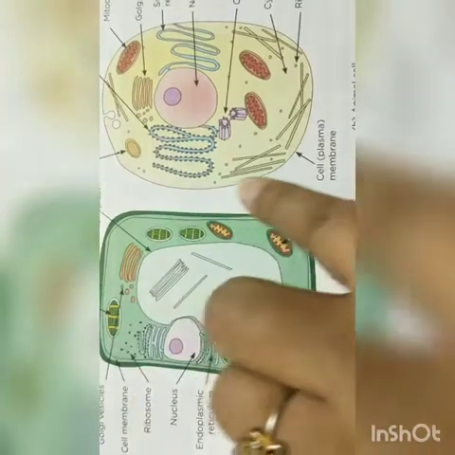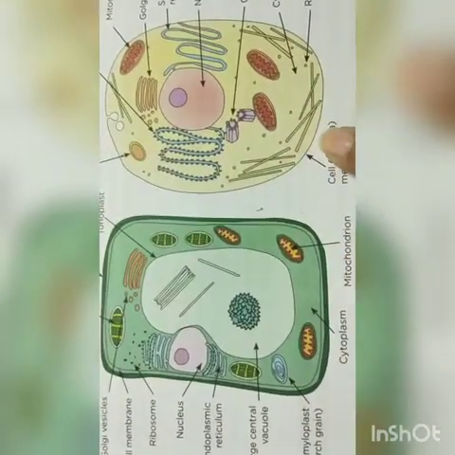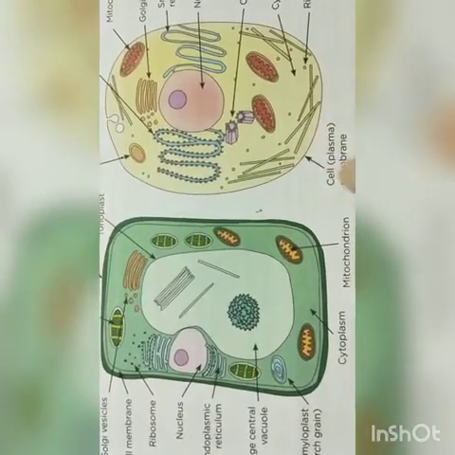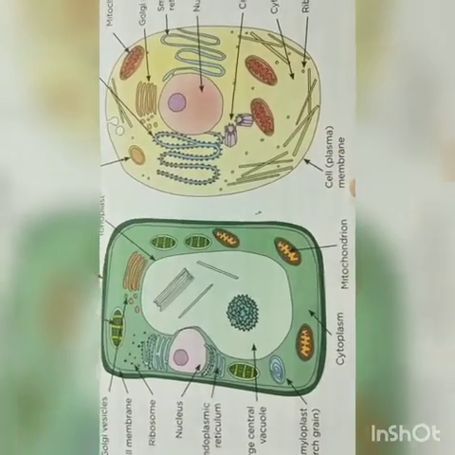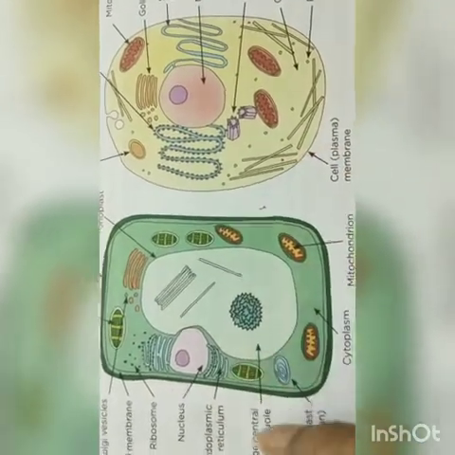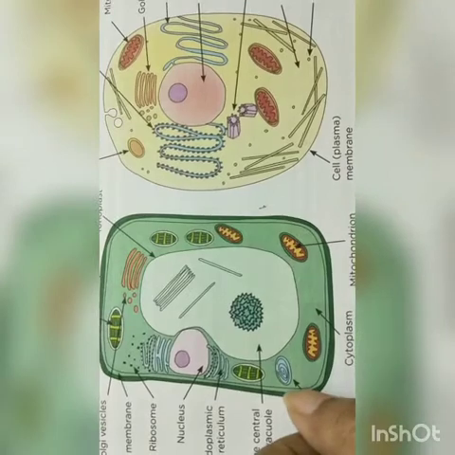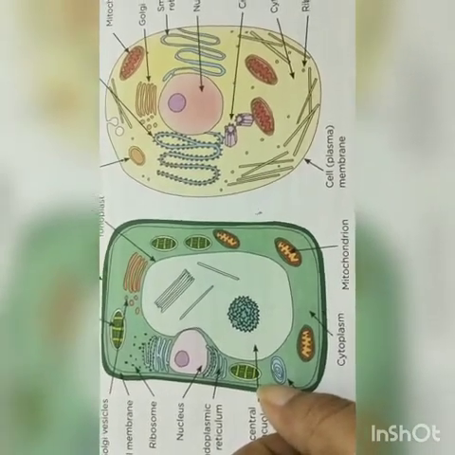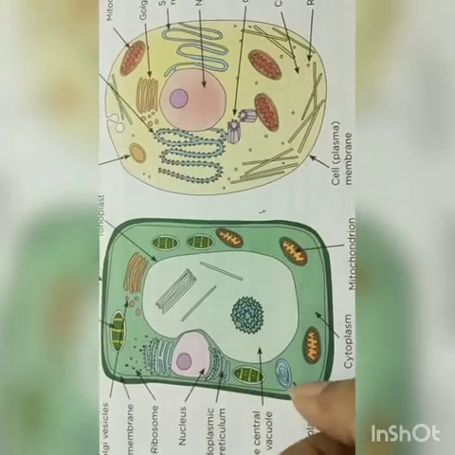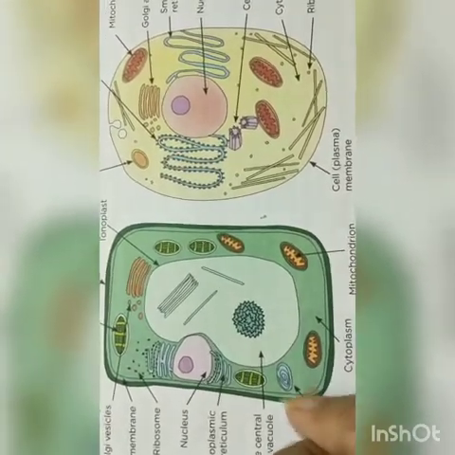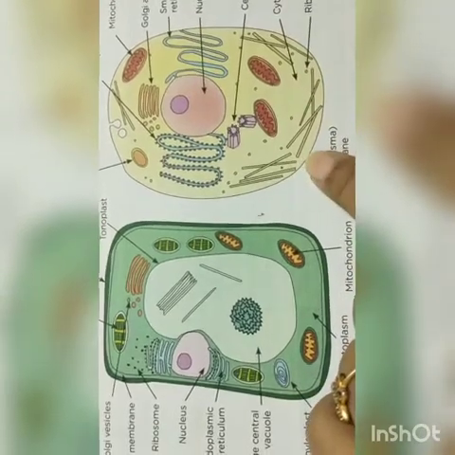Here this very thin boundary is called the cell or plasma membrane. This thin boundary is present in the plant cell also. That means the plant cell has both the plasma membrane and the cell wall, but the animal cell has only the plasma membrane.